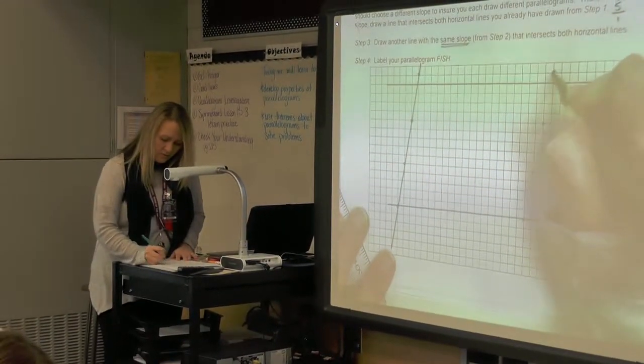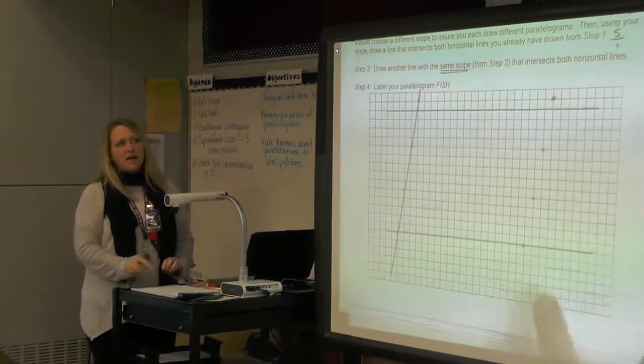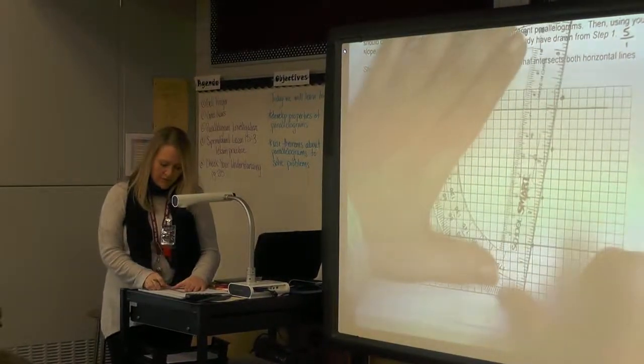to make the last line, the last side of my parallelogram.